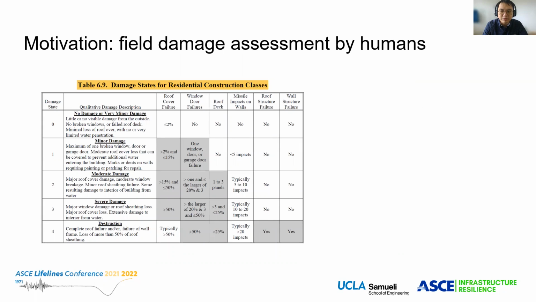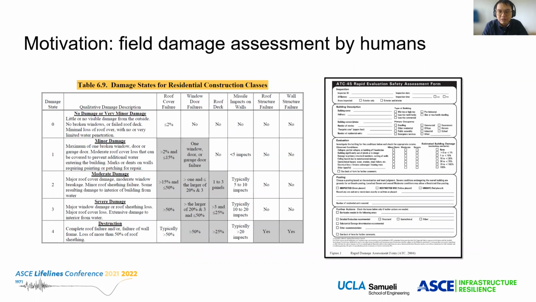So during the PDA process, the investigators would collect the data based on the assessment form on the right-hand side. The forms are designed to be filled out very quickly and can help the investigators to easily determine the damage state of each building. Also, there are quantified values to help the investigators to determine the damage state. The forms are actually based on FEMA's manual, which is shown on the left-hand side.